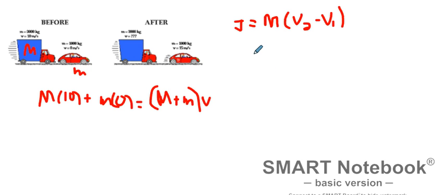We have to remember though that impulse, M times v2 minus v1, is also equal to force times time. So impulse is always force times time. Remember that as time goes down, the force of the collision gets bigger. Remember, that's equal and opposite: the force applied from the collision to this big truck also equals the force applied to the small car, but in opposite directions.